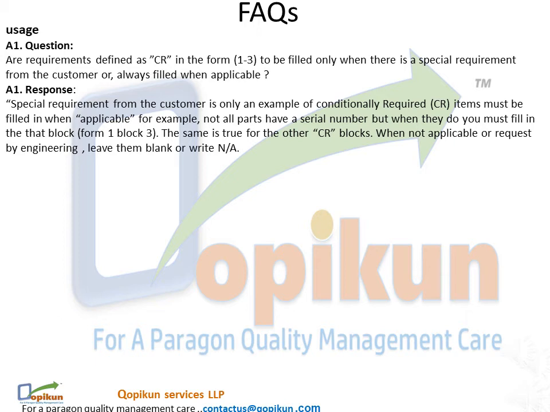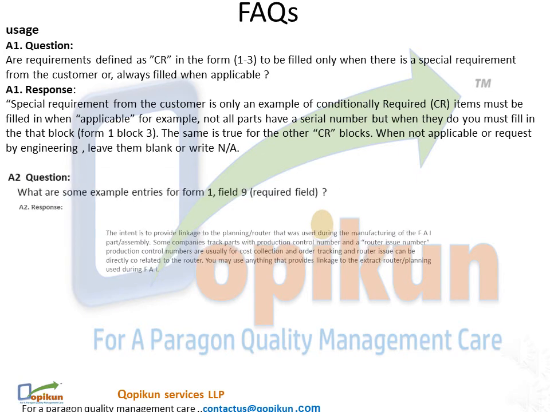A1 response. Special requirement from the customer is only an example of a conditionally required CR. Items must be filled in when applicable. For example, not all parts have a serial number, but when they do you must fill in that block, Form 1 Block 3. The same is true for the other CR blocks. When not applicable or requested by engineering, leave them blank or write NA.